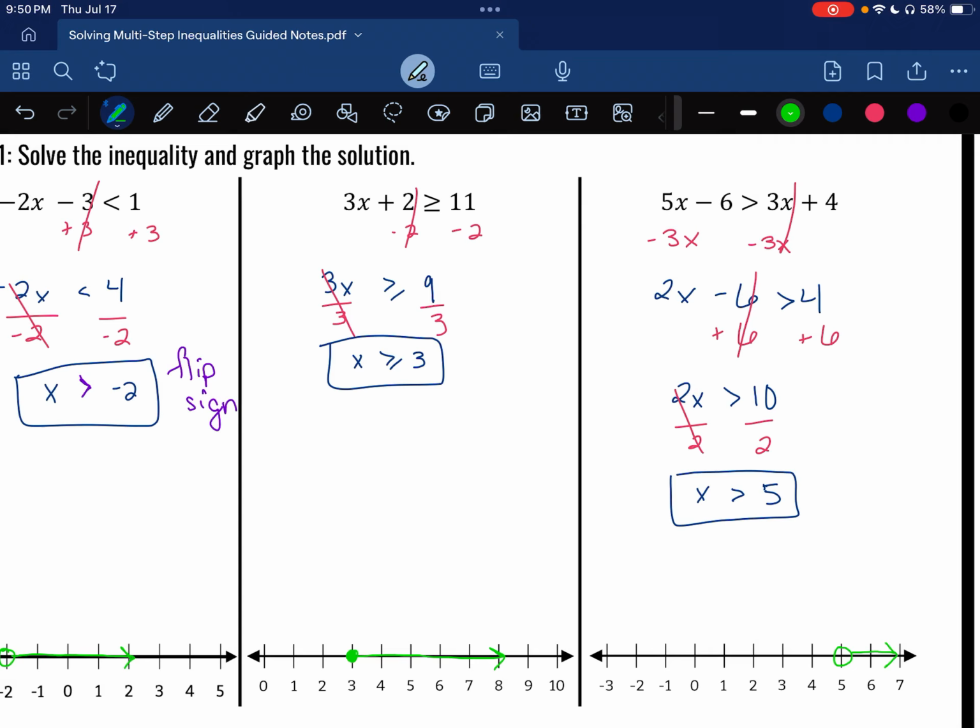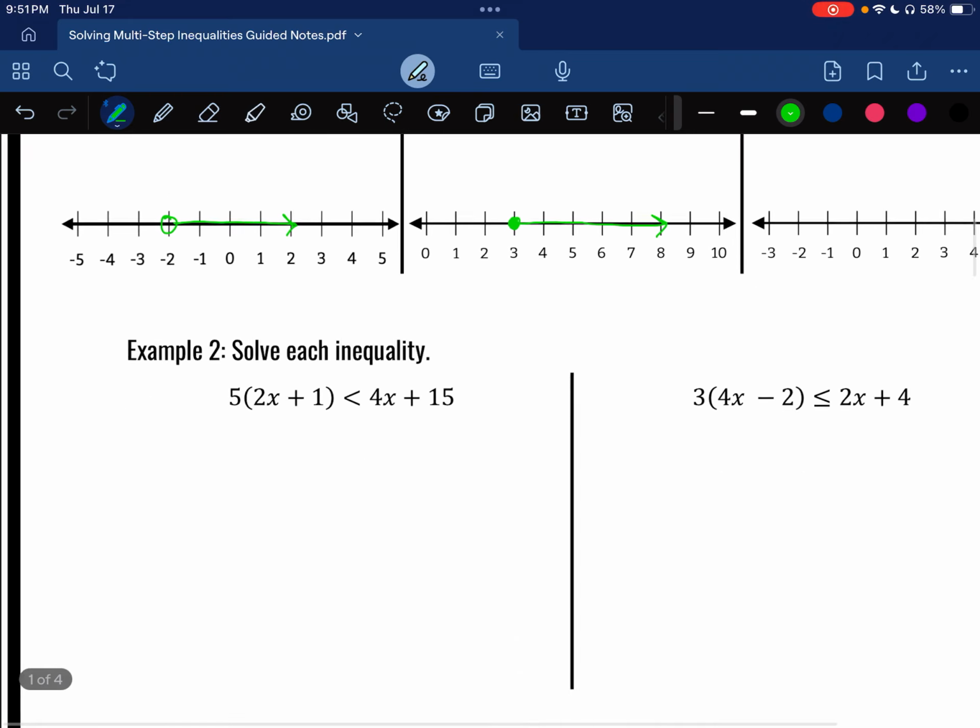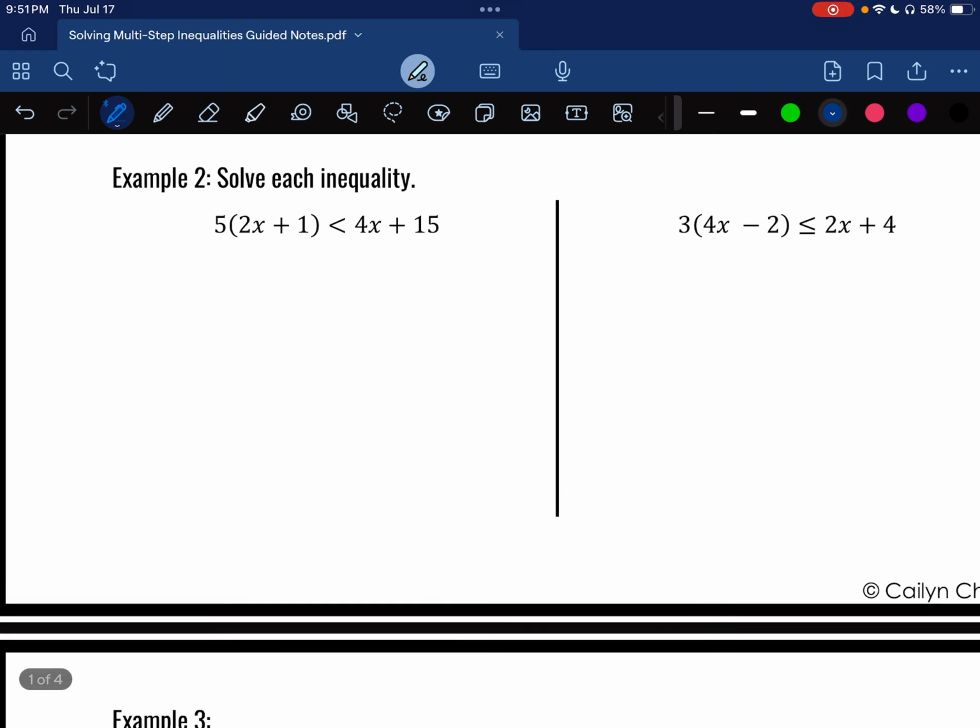Okie dokie, we get to a couple of my favorites here. So we've got the distributive property making an appearance. First thing that I'm going to do, this kind of falls into where I said simplifying might have to happen before we do anything further. So I'm going to distribute 5 to both parts here. And I'll end up with 10x plus 5 is less than 4x plus 15.